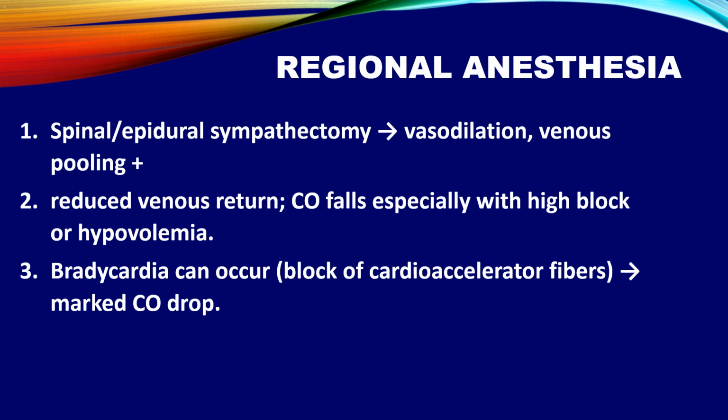Effects of regional anesthesia on cardiac output. 1. Sympathectomy. Spinal or epidural anesthesia can cause sympathectomy, leading to vasodilation and venous pooling. 2. Reduced venous return. The resulting decrease in venous return can reduce cardiac output, especially in cases of high block or hypovolemia. 3. Bradycardia. Blockade of cardio-accelerator fibers can cause bradycardia, leading to a marked decrease in cardiac output.